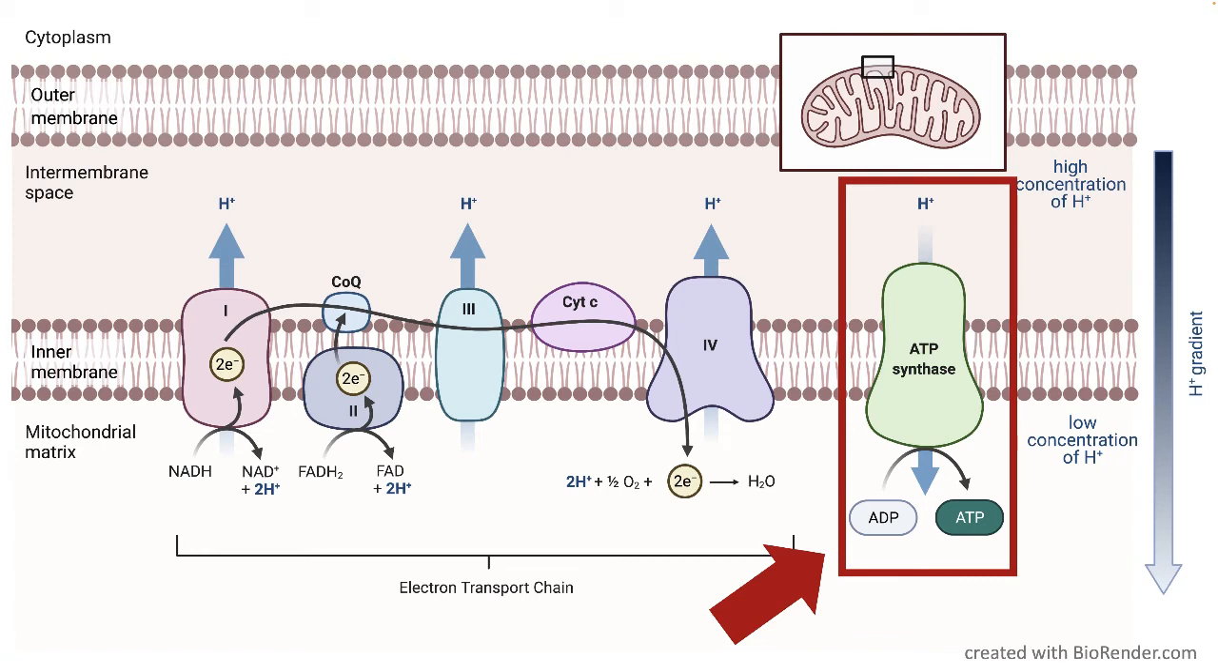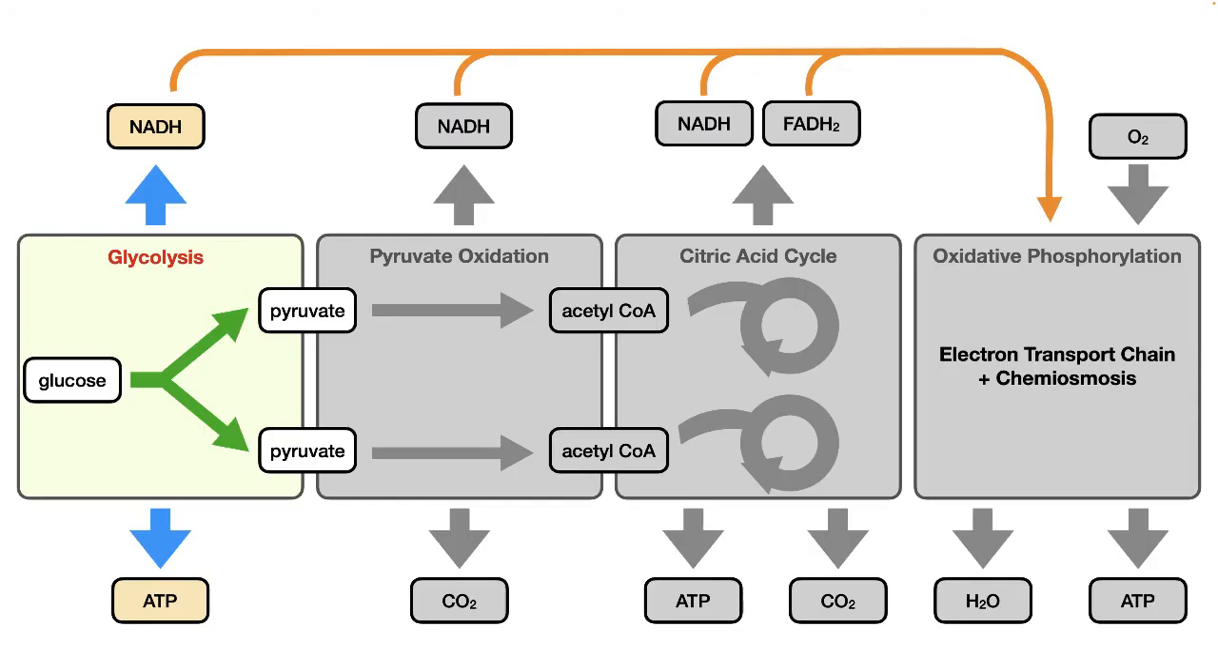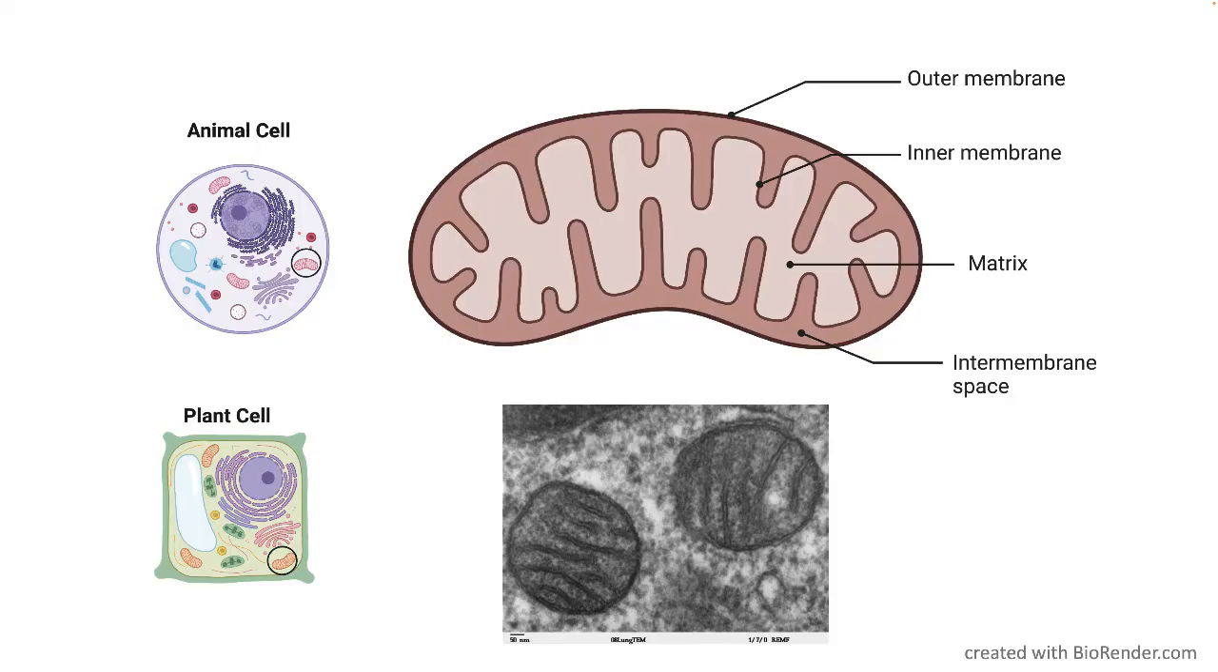Okay, so where do these processes take place in the cell? Let's zoom in and take a closer look. The first step, glycolysis, takes place in the cytoplasm of the cell. All cells perform glycolysis, and it results in the net production of 2 ATP molecules. It also results in the 6-carbon glucose being broken into 2 3-carbon pyruvate molecules. Pyruvate is then transported into the mitochondrial matrix.